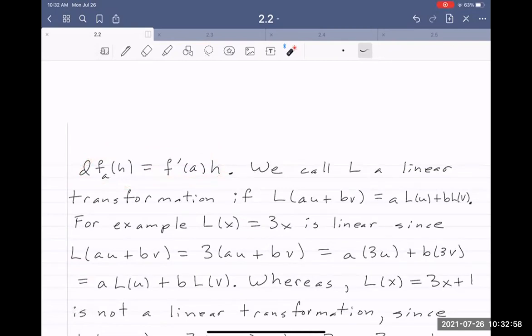This is something special. It's a particular type of function. And so let me give you the name of this function. We call L a linear transformation. Transformation is a very fancy word for function. So sometimes we call functions transformations when functions are between two differing spaces, such as vector spaces.